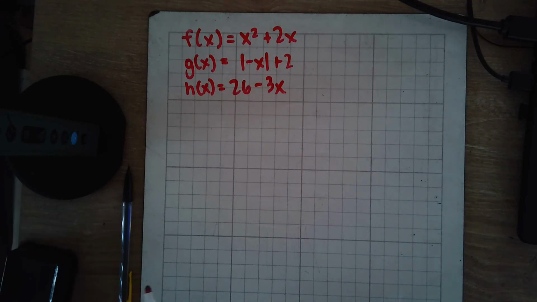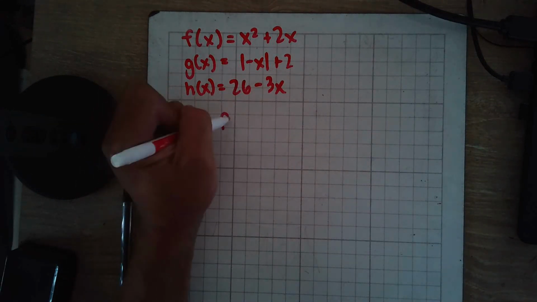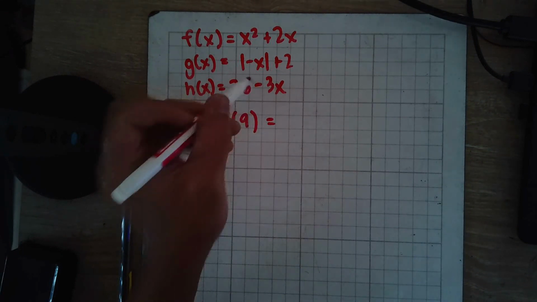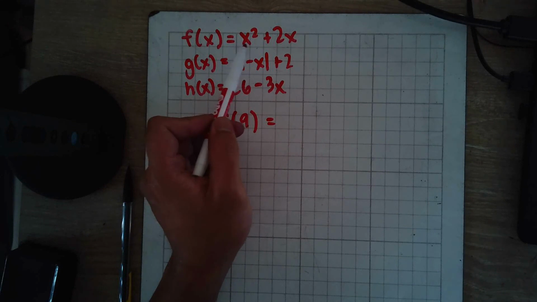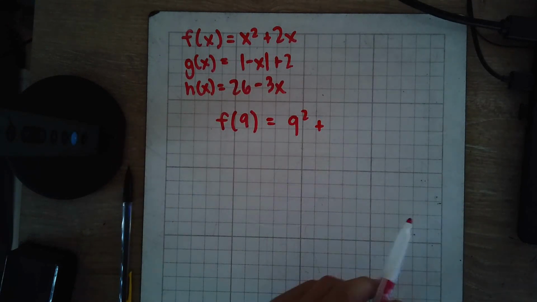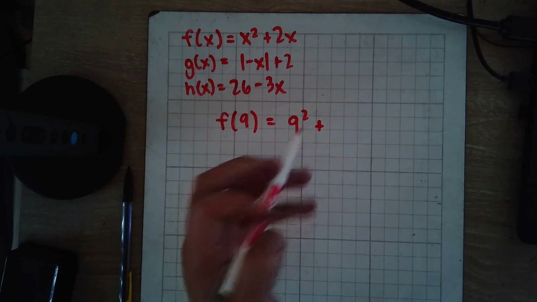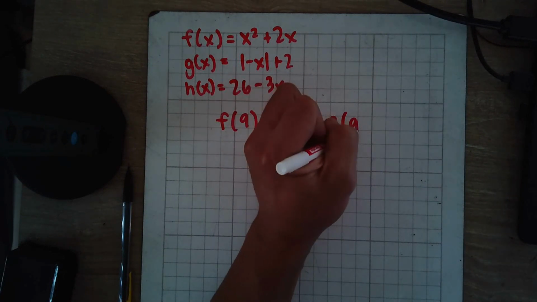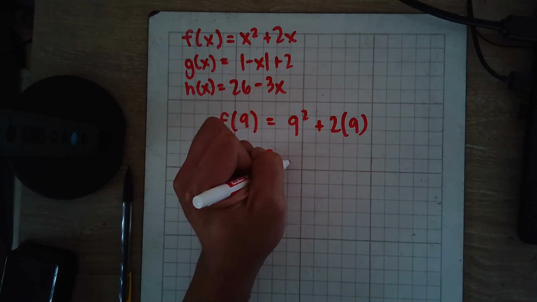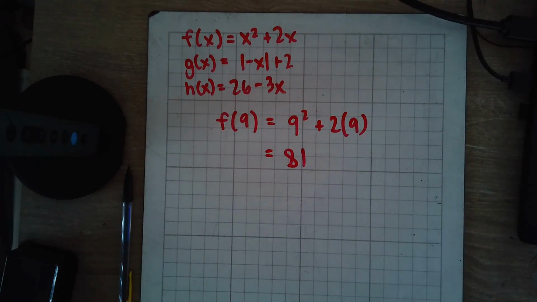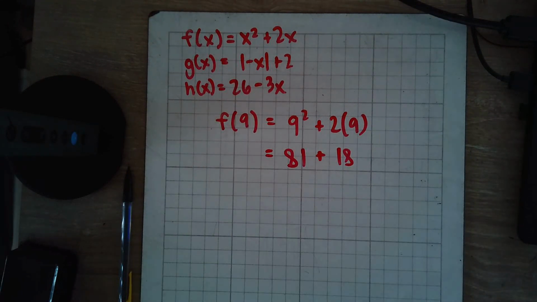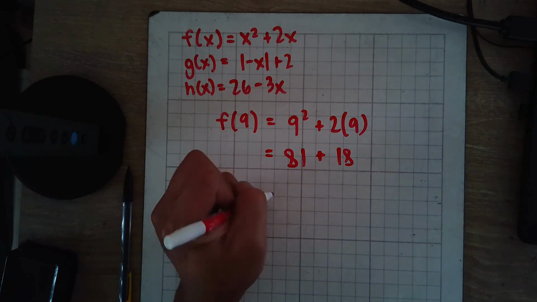And then for number 26, they ask us, well, what's f of 9? Well, I'm going to replace my x with 9, so that's 9 squared. And I'm also going to replace my 2 times x with 2 times 9. So we just get 9 squared, that's 9 times 9, that's 81. And then plus 2 times 9 is 18. Then adding that together, we just get 99.